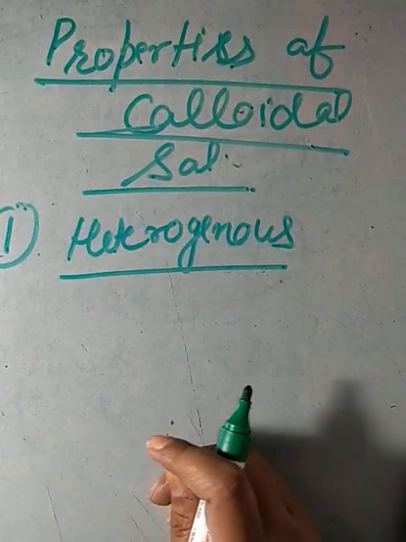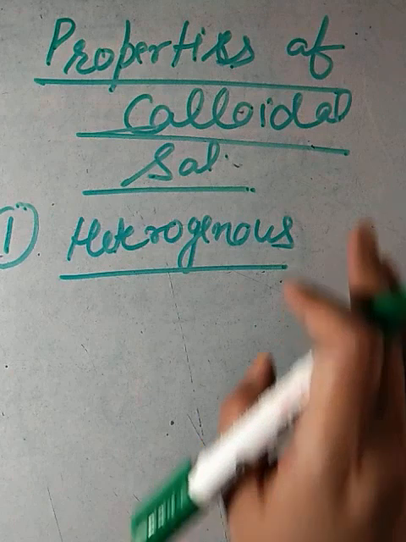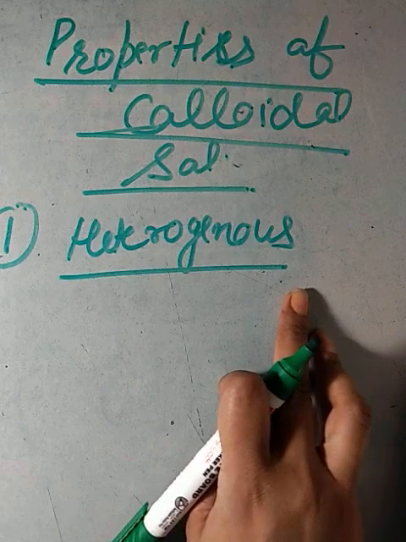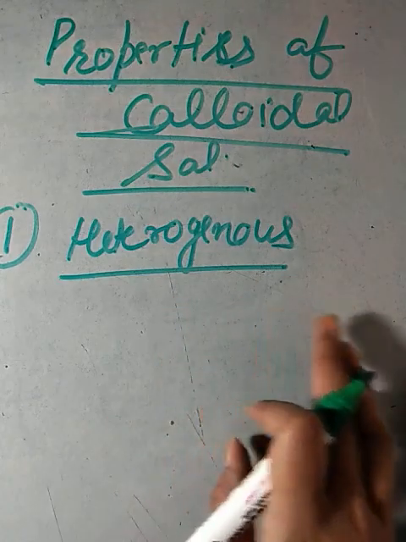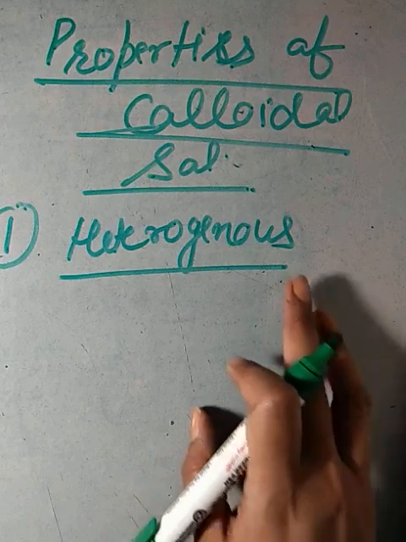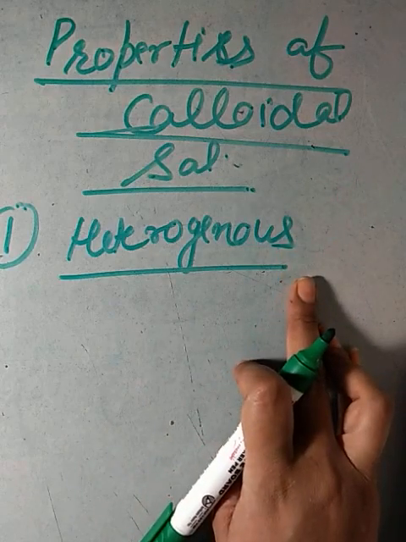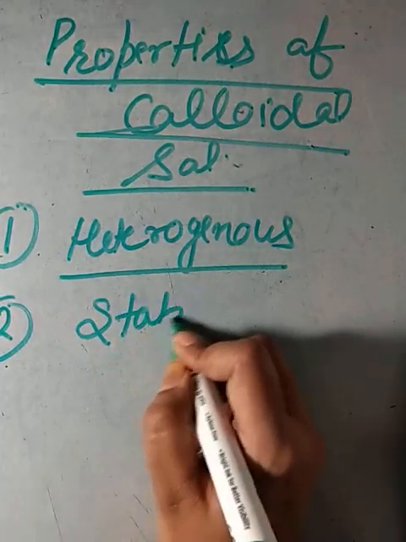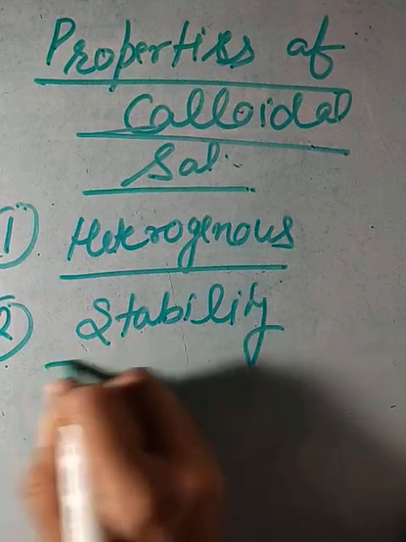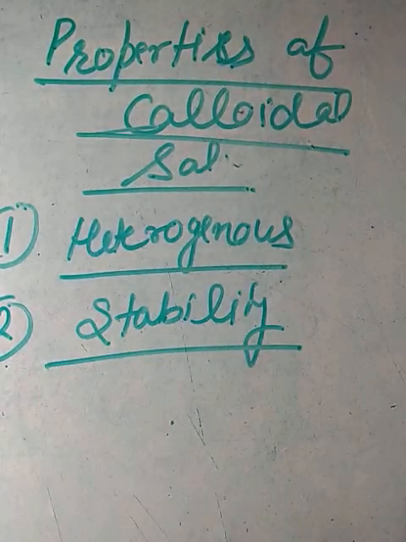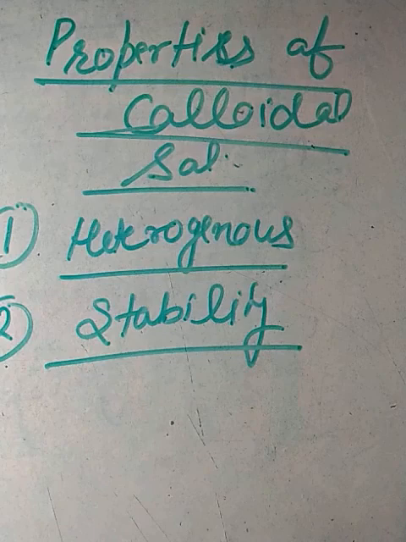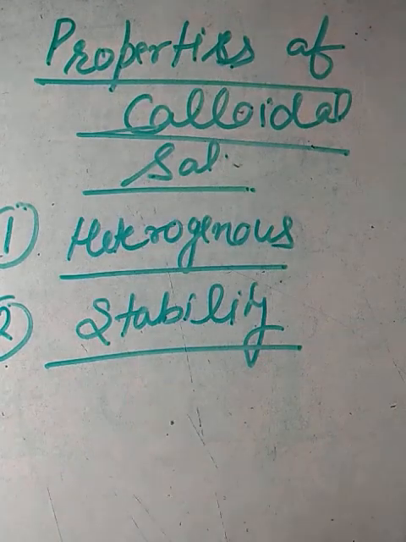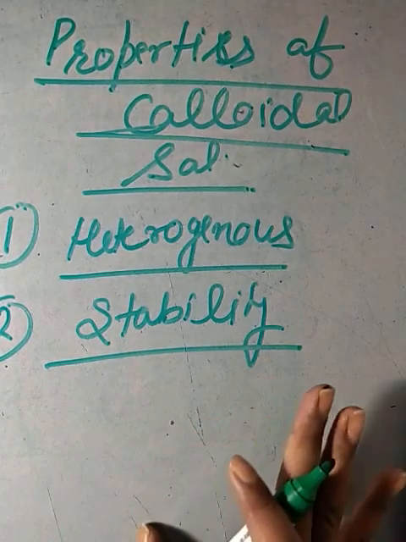As we all know that true solutions are homogeneous in nature, but colloids are heterogeneous, because we know that the sizes of the dispersed phase and dispersion medium particles are different. So the colloidal solutions are heterogeneous in nature. Second is called stability. Colloidal solutions are quite stable. They are normally stable, but they may coagulate by certain physical changes.